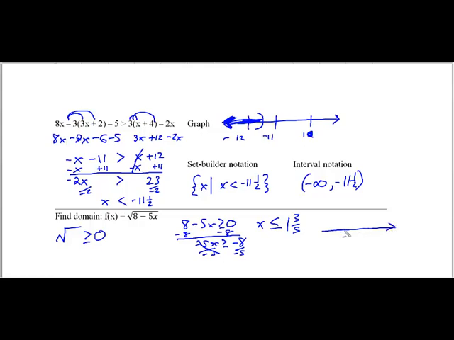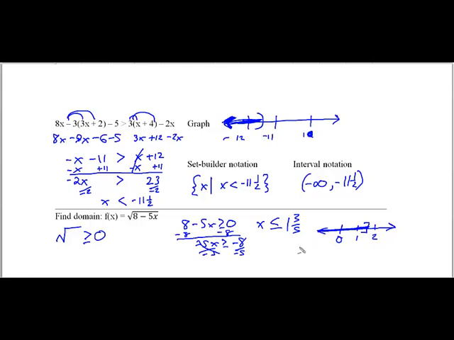And then what we're going to do is graph that. This is going to be 0, this is going to be 1, and this is going to be 2. So where is 1 3/5? 1 3/5 is located between the 1 and the 2, and since this is less than or equal to, this will be a hard bracket, and that's a good estimation there of where that's supposed to be.